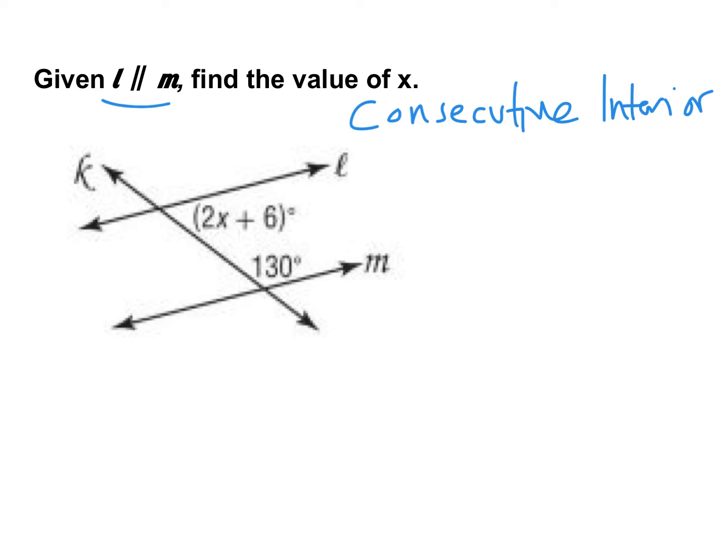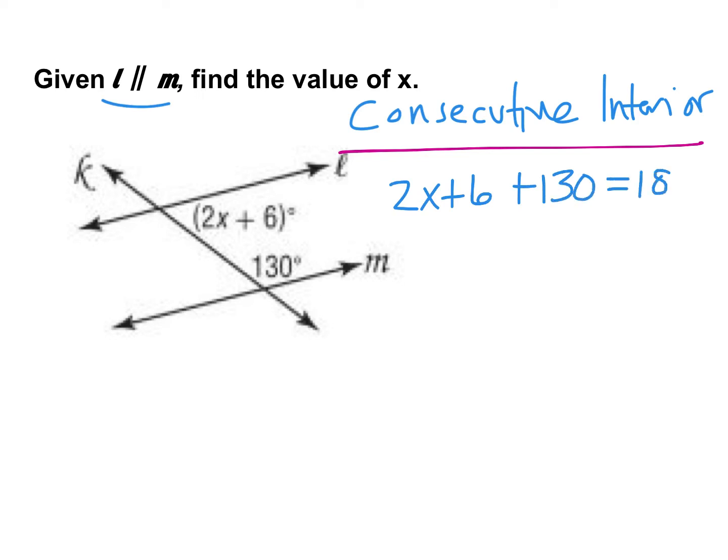Okay, so first you identify what relationship am I dealing with. They're consecutive interior. Then I look at my set of rules. Consecutive interior angles are supplementary when the lines are parallel. So we set up our problem. 2x plus 6, this first angle, plus the second angle are supplementary, or add up to 180 degrees. Now that we set up an equation, we can go ahead and find the value of x.